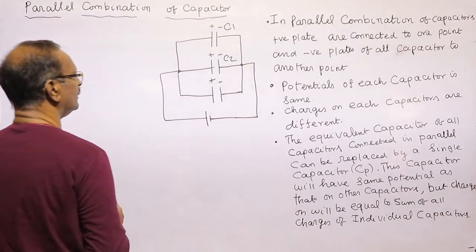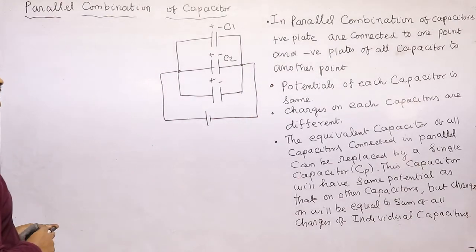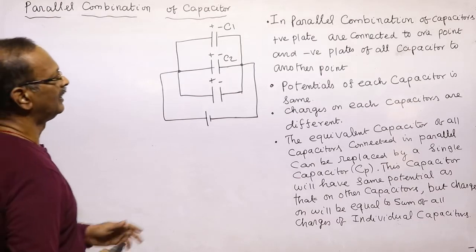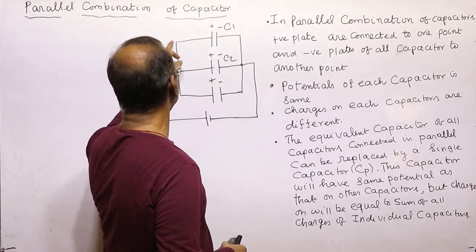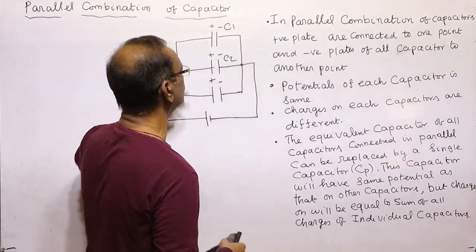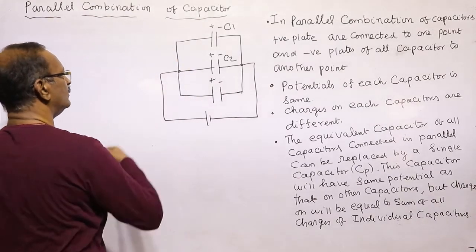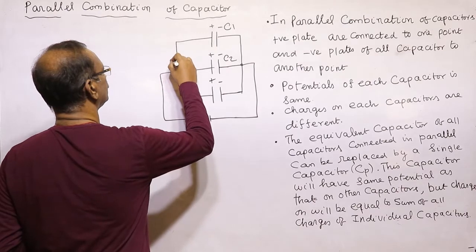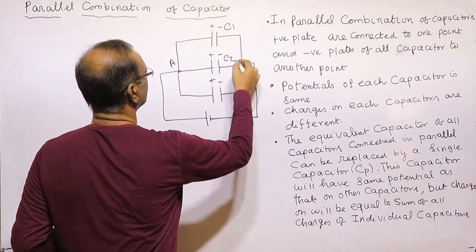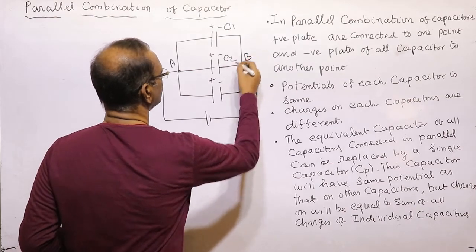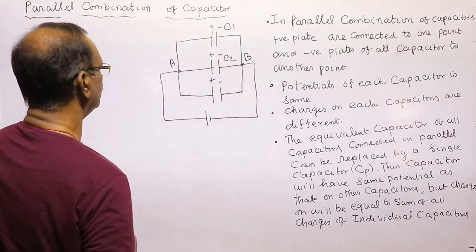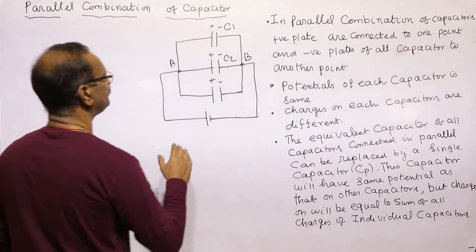See, in parallel, and here you have to note this point. In parallel combination of capacitors, the positive plates are connected to one point, that is point A. And the negative plates are connected to another point, say here B. So you have to note this.